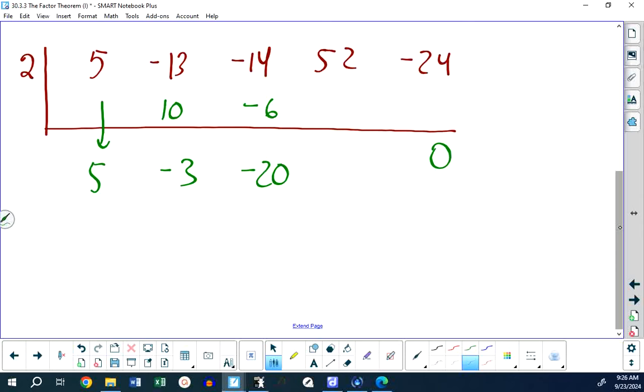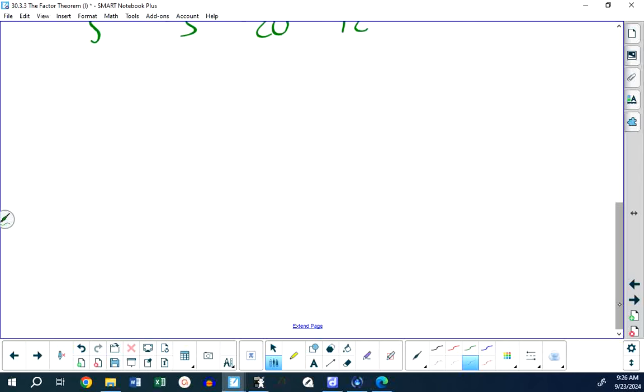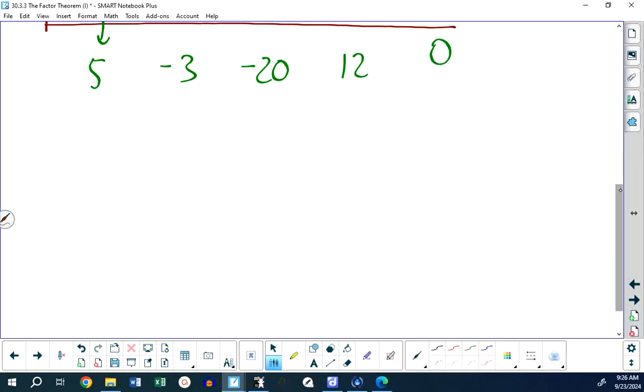I multiply these and get negative 40. I add 52 and negative 40, it gives me 12. Now I'm starting to be a little more relaxed. It works. So what you're going to do now is say that the polynomial is x plus 2 times 5x cubed minus 3x squared minus 20x plus 12.